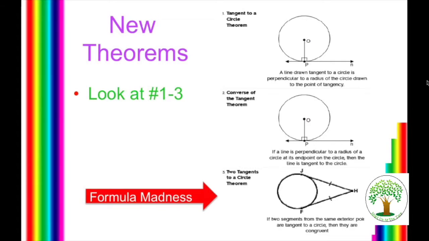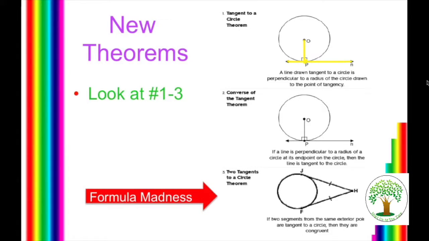A line drawn tangent to a circle is always perpendicular to a radius of the circle drawn to the point of tangency. So if, right up here, I have this line, at that point of tangency, I can draw a perpendicular from the radius.